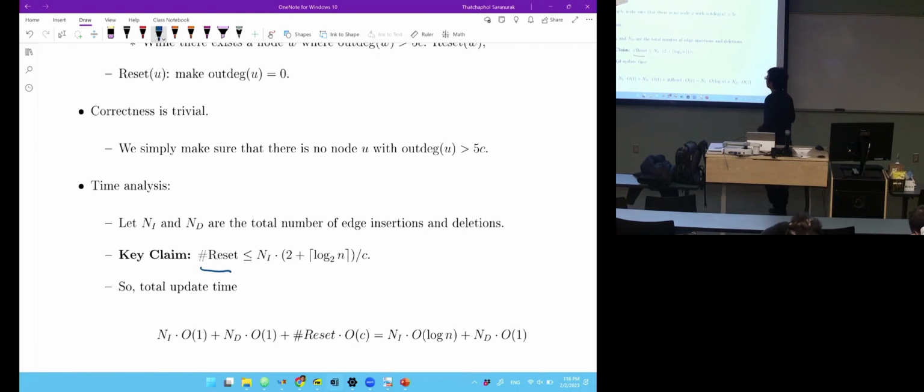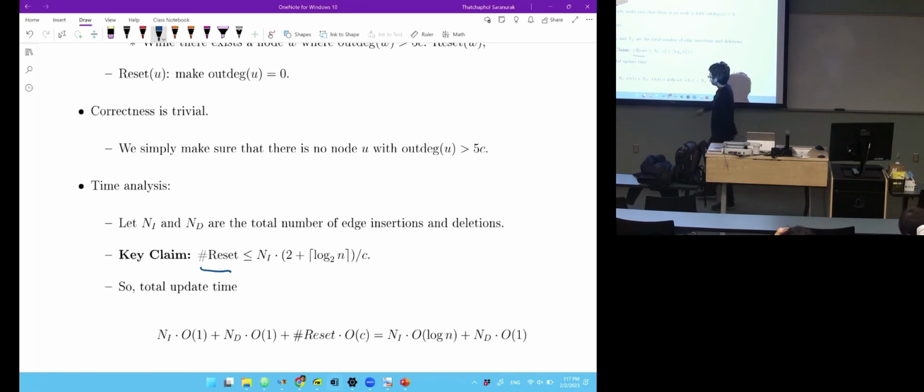So if I say that let Ni and Di be the total number of edge insertions and deletions, I claim that the number of resets is something like Ni times log n over C. Claim: the total number of resets is not too big. You will see this claim soon, but if this is the case, why is this good?